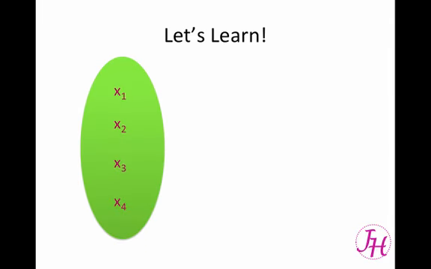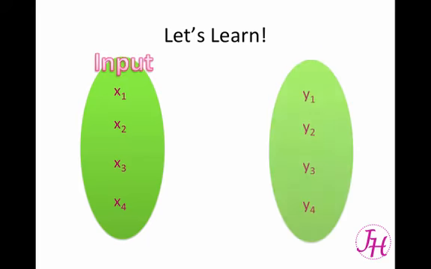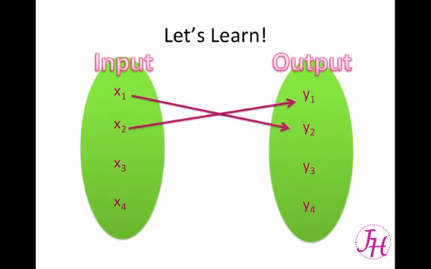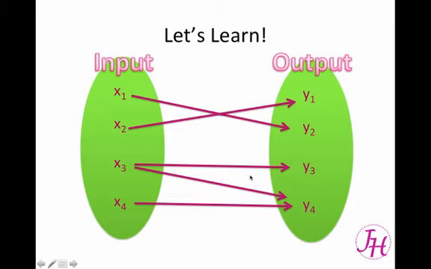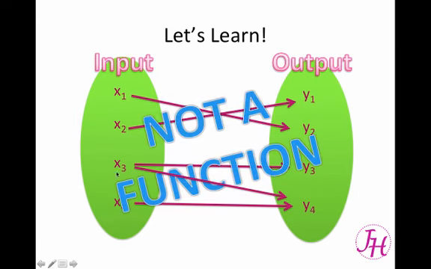If you have your input, your x's, and your output, your y's, and you have some x values giving you an output, but then you have one x value giving you two different outputs, that is not a function. You cannot have one x value that could result in two different outputs.